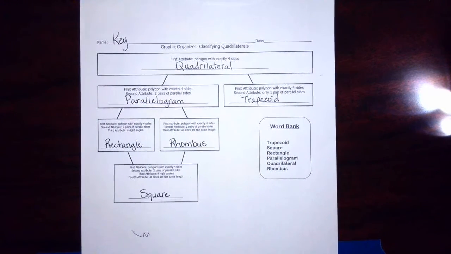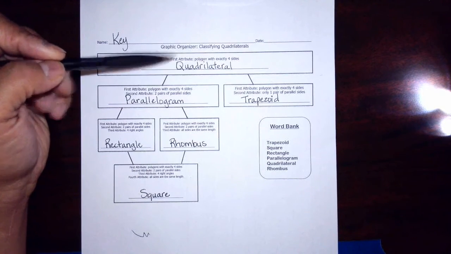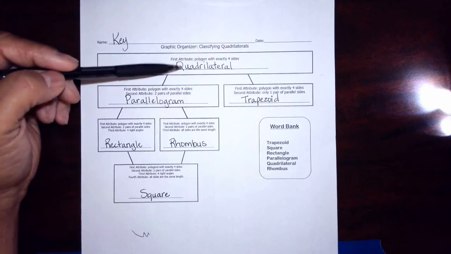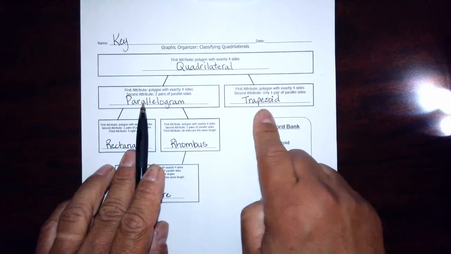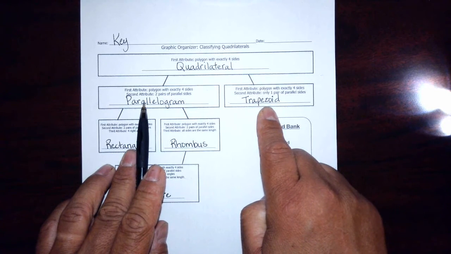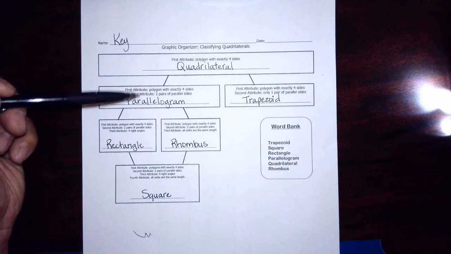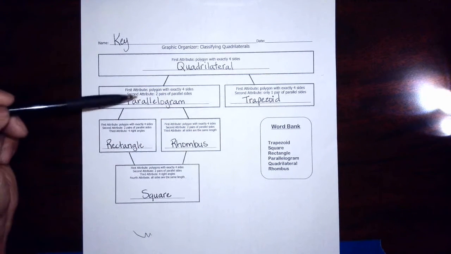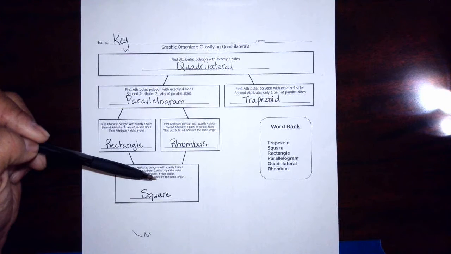So, here's the way it breaks down. The quadrilaterals. It's a polygon with four sides. Underneath that, you have two sets. Okay? Here's trapezoid. Sorry, trapezoid. This one comes over here because remember, it only has one pair of parallel sides. Over here, you have four sides, just like this one, but it has two pairs of parallel sides.